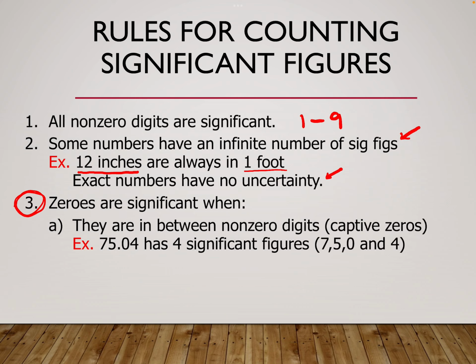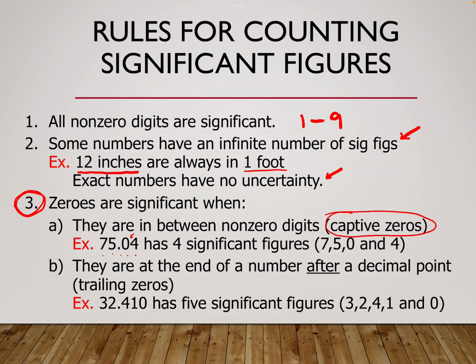So zeros are significant when they are between non-zero digits. I call these captive zeros. They've been captured by other numbers. Like 75.04, do you see this 0 has been captured by the 7, the 5, and the 4? It's between them. Right? So anytime you have a 0 in the middle, it's a captive 0, that is always going to be significant.